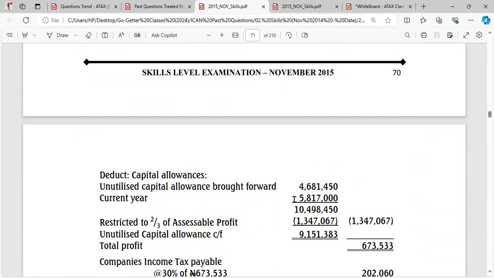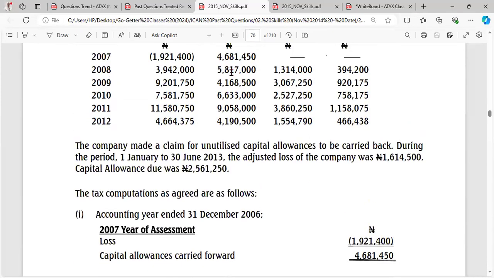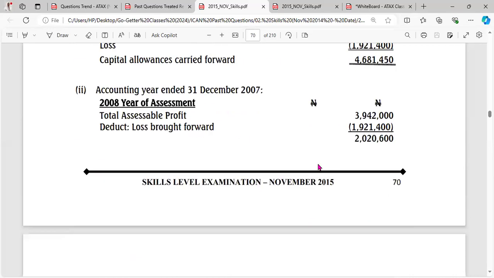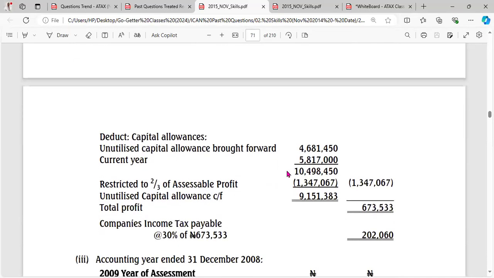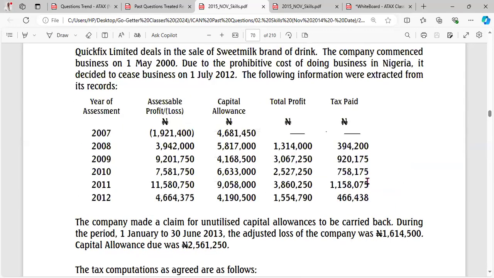Then the current year happens to be this one here. Okay? And we got this. And it was restricted to a third, which gives us this figure here, and which we carried here. So your capital allowances for the year happen to be 1,347,067. That's the capital allowance for the year, total claimable. But this is what was incurred for just that year.